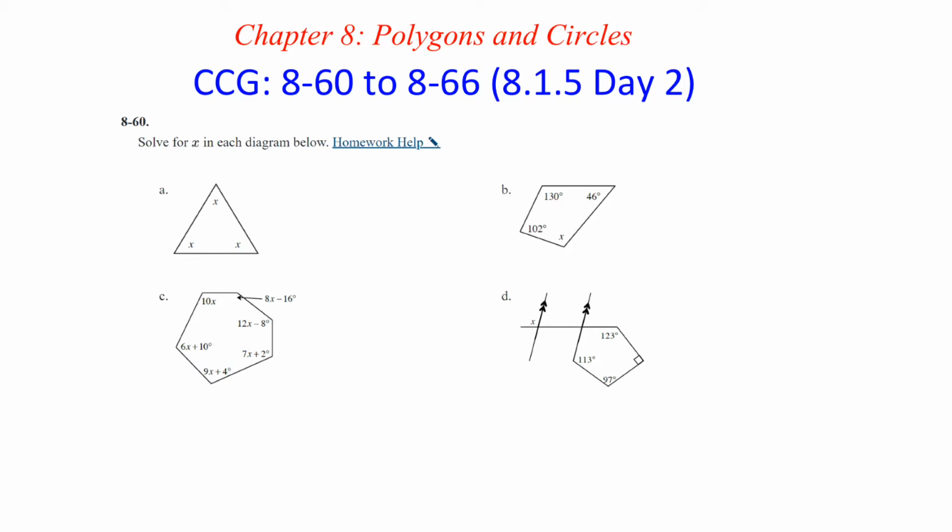Question 60, solve for x in each diagram below. On Part A, you see that all of the angles are x. When you add three angles of a triangle up, the sum is equal to 180 degrees by the triangle angle sum theorem. So we have 3x equals 180 degrees, divided by 3, and x is equal to 60 degrees.